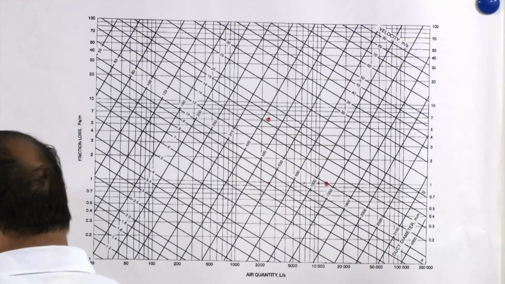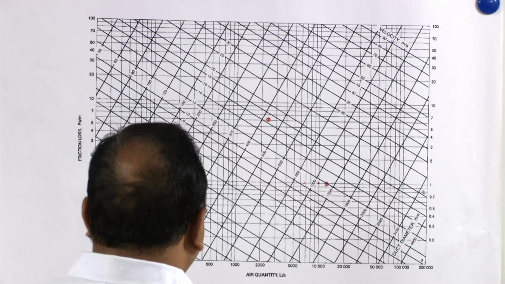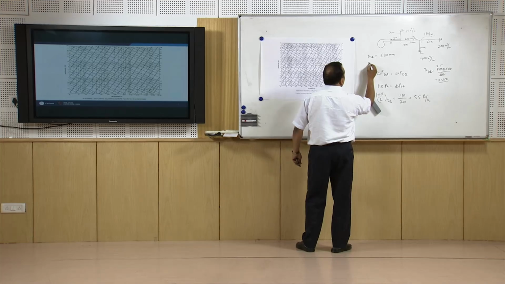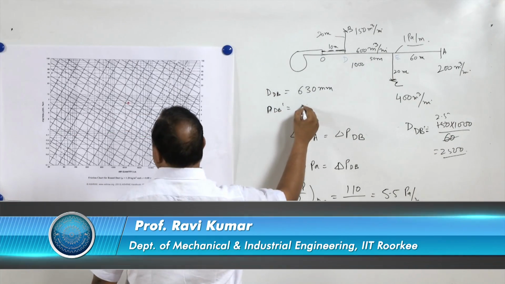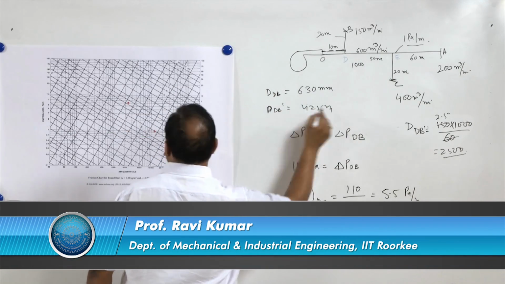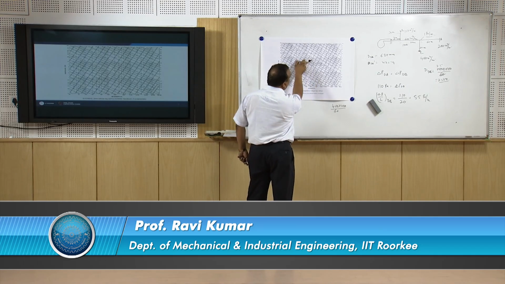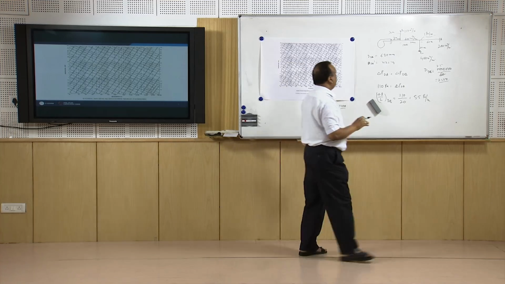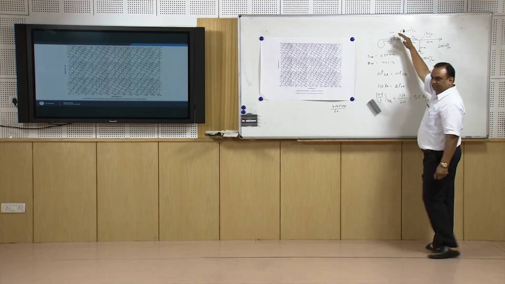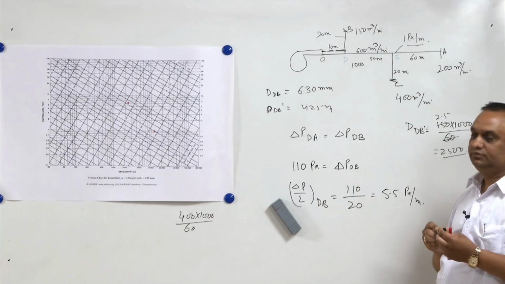So here you can see the diameter of the duct has reduced to only 425 mm. The diameter of dB dash is equal to 425 mm. Here the diameter is 630 and it is reduced to around 425 mm, and if you reduce the diameter then we do not require a damper here. So this is how this network can be damper free also.